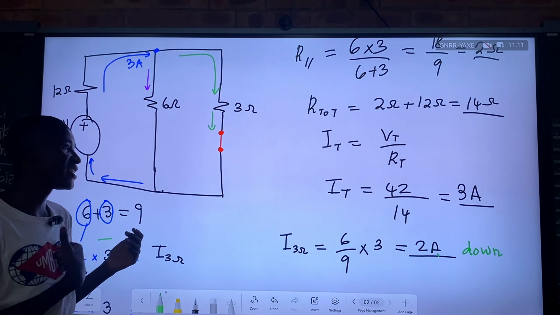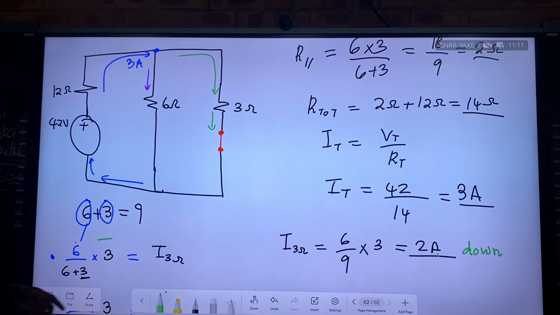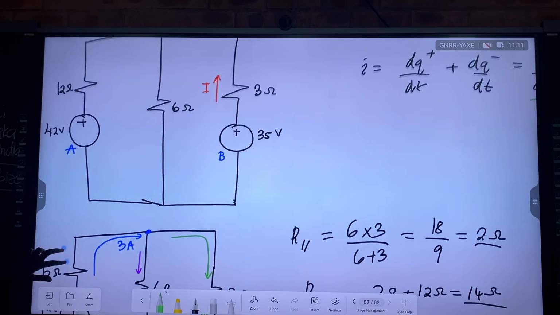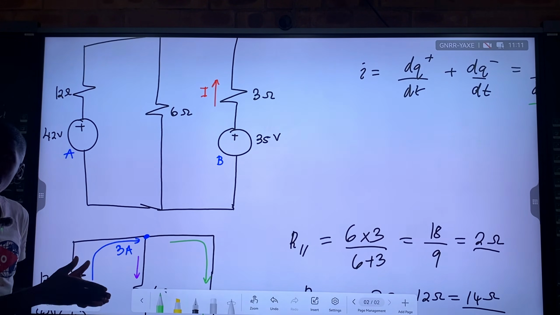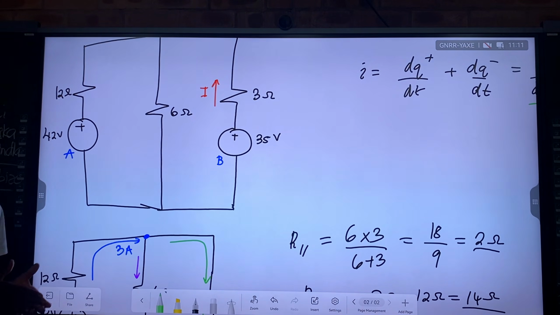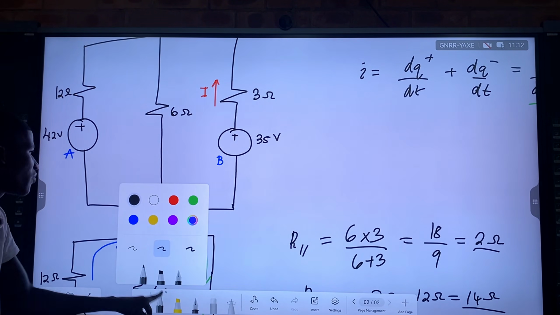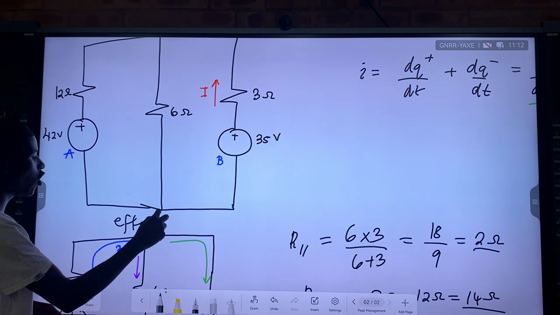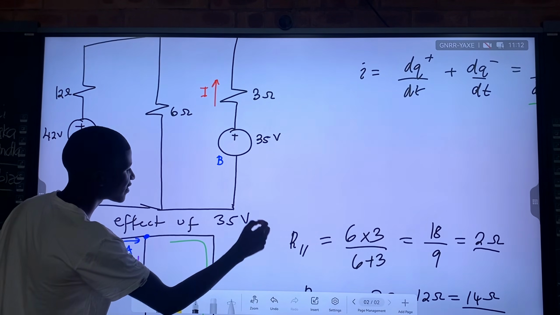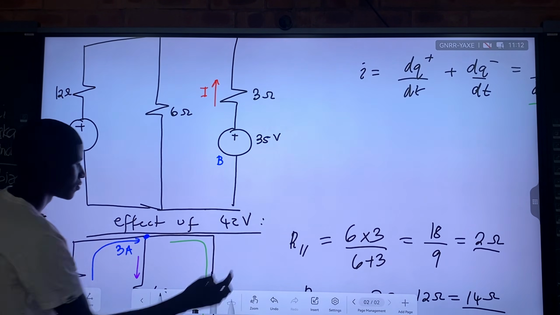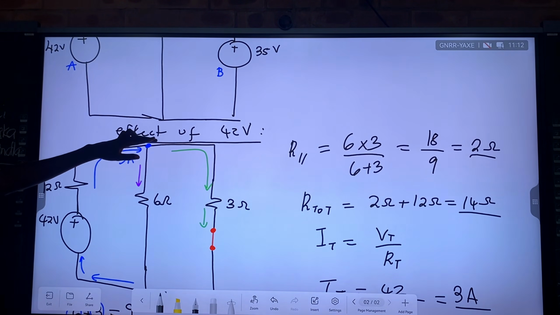Practice these concepts, please. So can you say that this is the total current here? No, because there is another power source here. Here we just temporarily removed it so that we could see the effect of only 42 volts. But now we must remove the 42 volts to see the effect of the 35 volts. So the first thing that we did here was to find the effect of 42 volts alone. This was the effect of 42 volts.